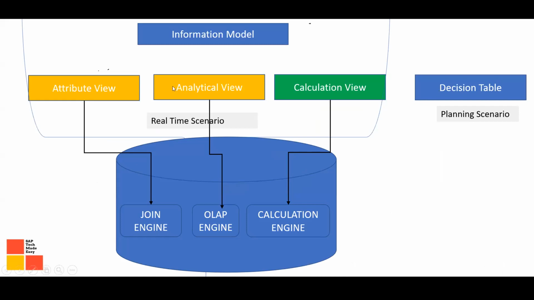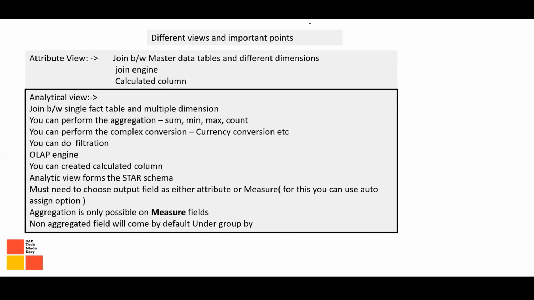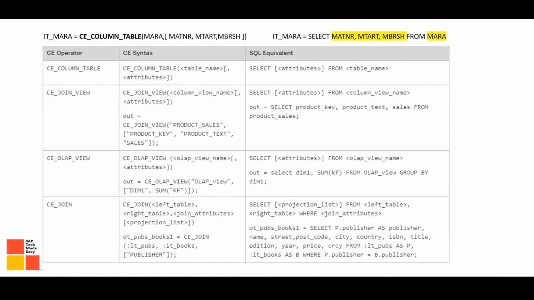And here you can see attribute, analytical, and calculation view. These are the different types of view, and one is the decision table used for the planning scenario. For the information model I have also covered this in quite some detail, but yes, analytic and attribute views are now obsolete. You have to focus more on calculation view.